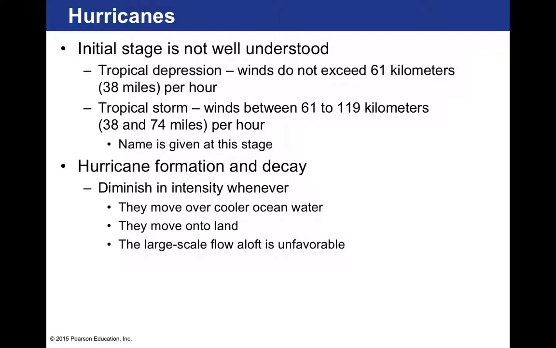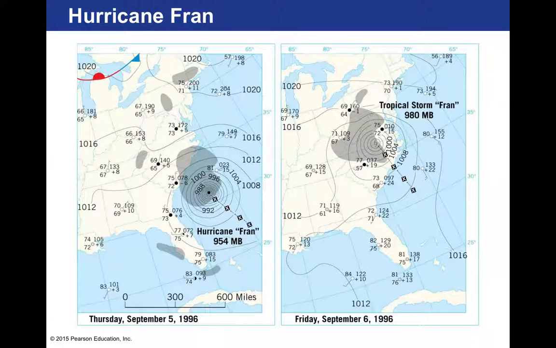They diminish in intensity when they move over cooler ocean water or over land, and the large-scale flow aloft is unfavorable. Essentially, when they run out of fuel, the fuel that keeps a hurricane forming and getting larger is the warm, moist air of the ocean. As soon as you lose that, as soon as you go over cooler water or cooler land, you're essentially taking away the gasoline that keeps the hurricane going.